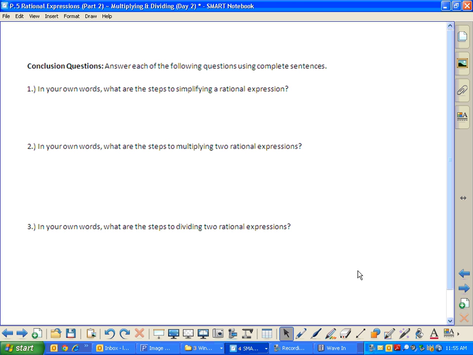And then in number 2, it says, then in your own words, what are the steps to multiplying 2 rational expressions? And then lastly, in your own words, what are the steps to dividing 2 rational expressions? You're going to get a quiz for me next week. The quiz is 3 questions. You have to simplify, multiply, and divide rational expressions. It's real quick. 3 problems, just like this note sheet.